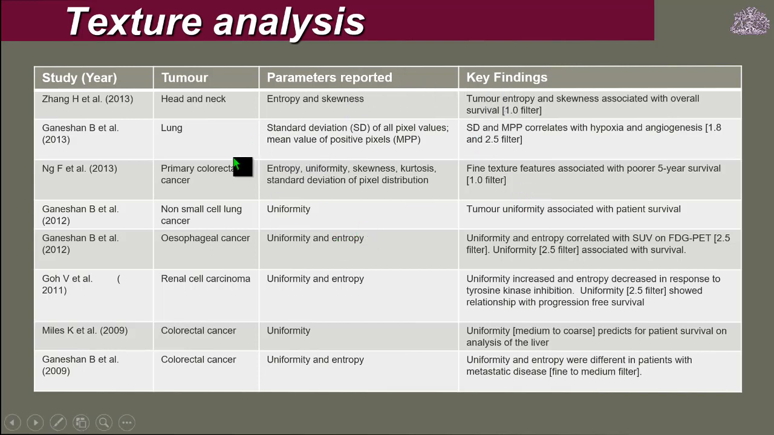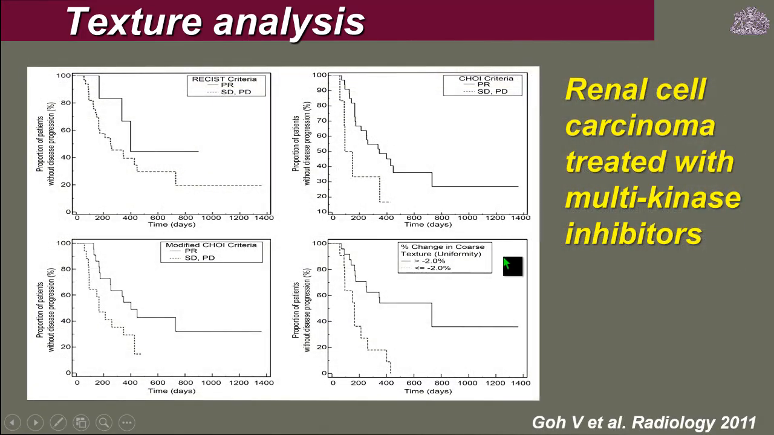So for example, across different tumor types, people have described different texture being associated with either good or poor patient prognosis. So just let us take an example.